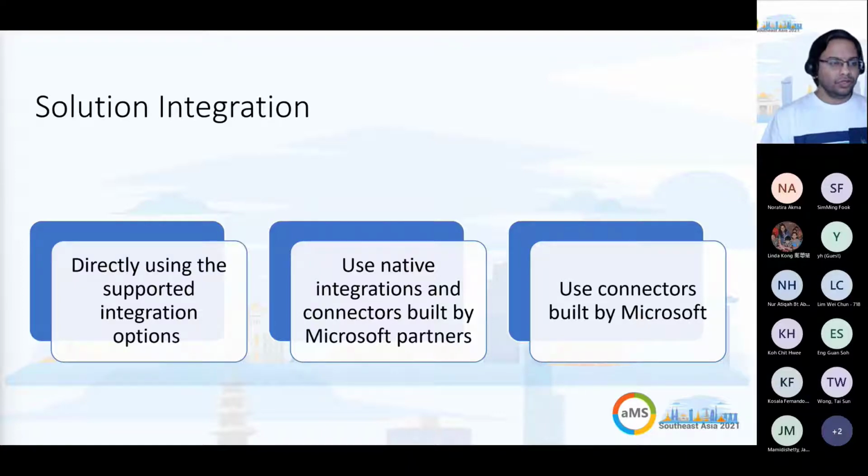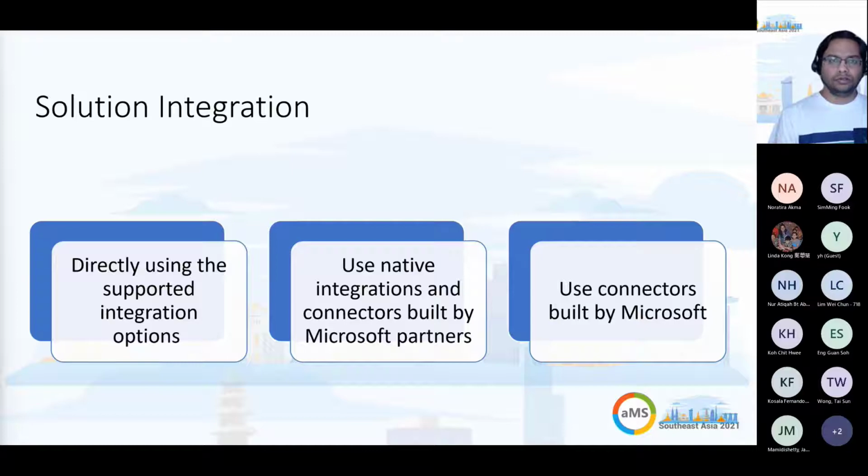Sorry about that. So we can use the supported integration options like the connectors and direct coding where it is available directly. Then we can use the native integration and connectors built by the Microsoft partners. As I talked about, Splunk is a SIEM platform similar to Azure Sentinel, and the SIEM platforms can use their built-in connectors. So Splunk has created connectors for reading Office 365 alerts and Azure AD alerts, and these connectors are built on the Microsoft Graph API.